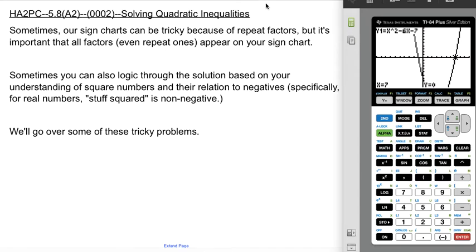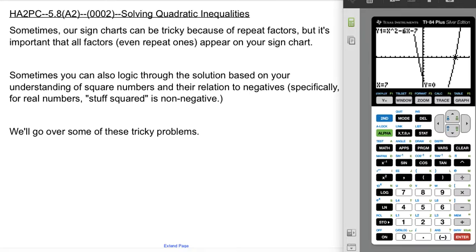All right, this is Honors Algebra 2 Pre-Calculus. We are doing section 5.8 in Algebra 2, which is solving quadratic inequalities, and this is our second video. Sometimes your sign charts can be tricky because of repeat factors, but it's important that all factors, even ones that repeat, appear on your sign chart.